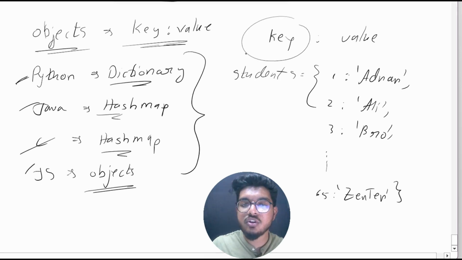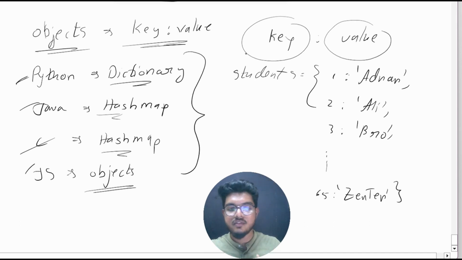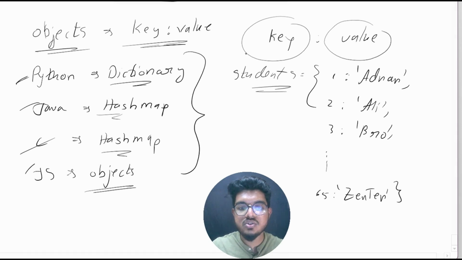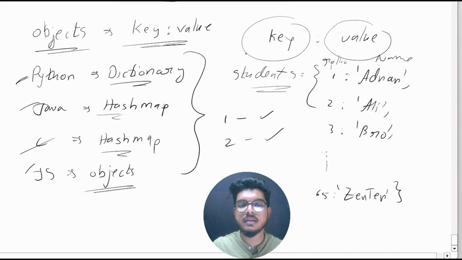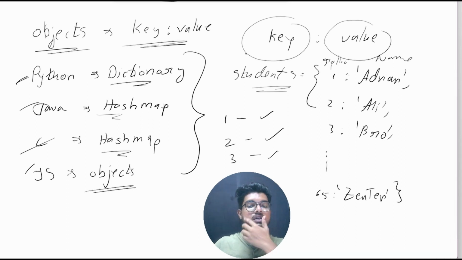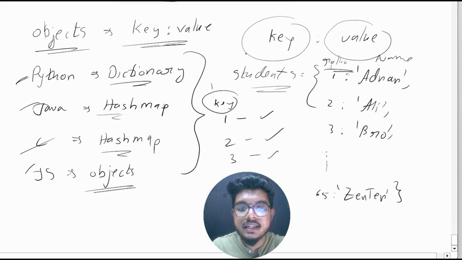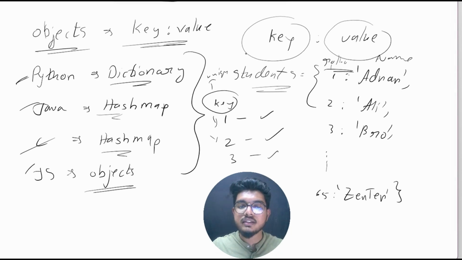Coming to key value pairs, let's take an example of your class. There is data of students, all the students. These are roll numbers and these are names of the students. While taking attendance, your teacher will call roll number 1 and mark present, roll number 2 and mark present, roll number 3 and mark present. In those cases, this roll number is nothing but the key. This key is unique. So the lecturer will call the key, and automatically the value that is mapped with the key is your name.